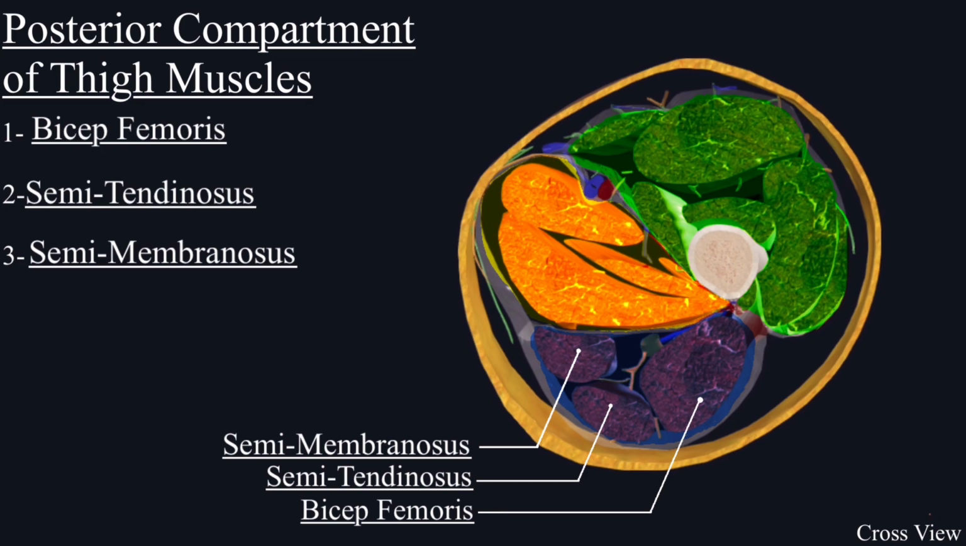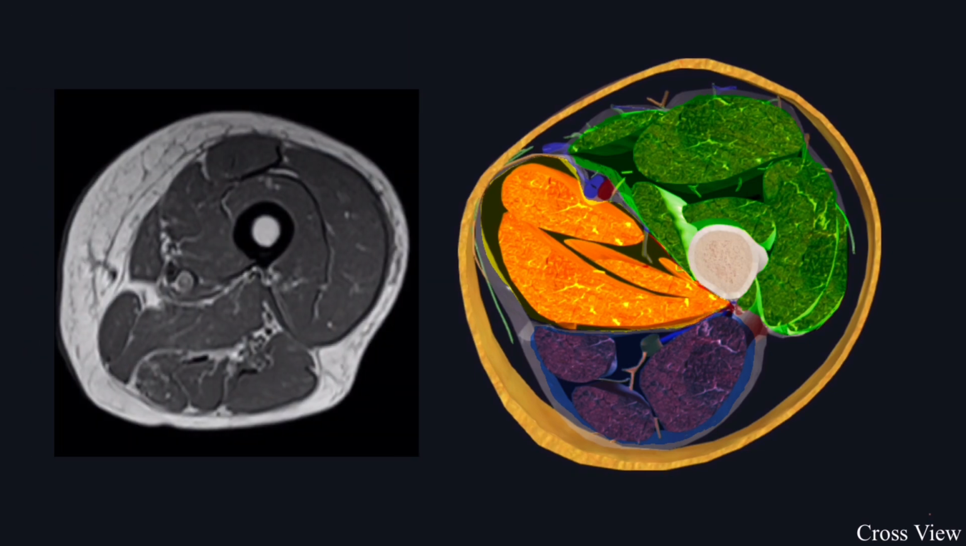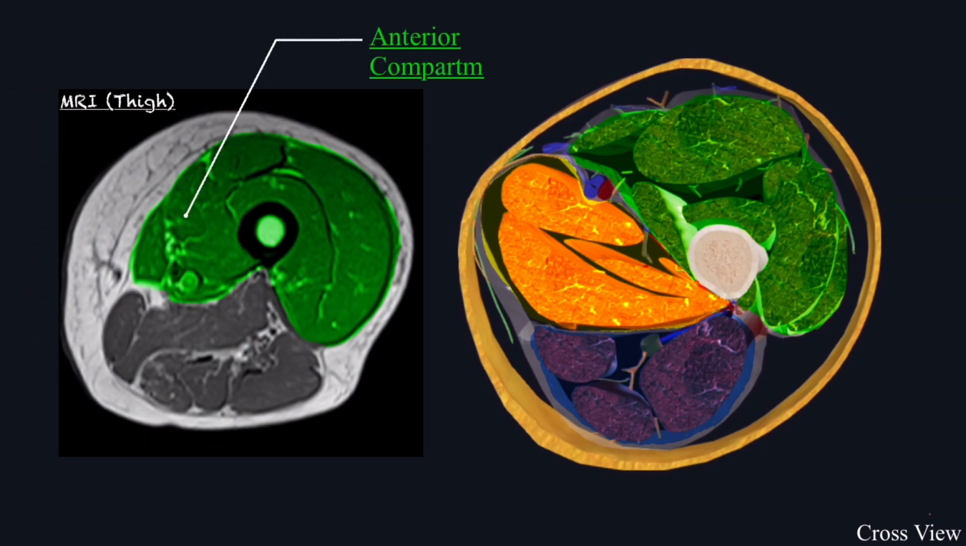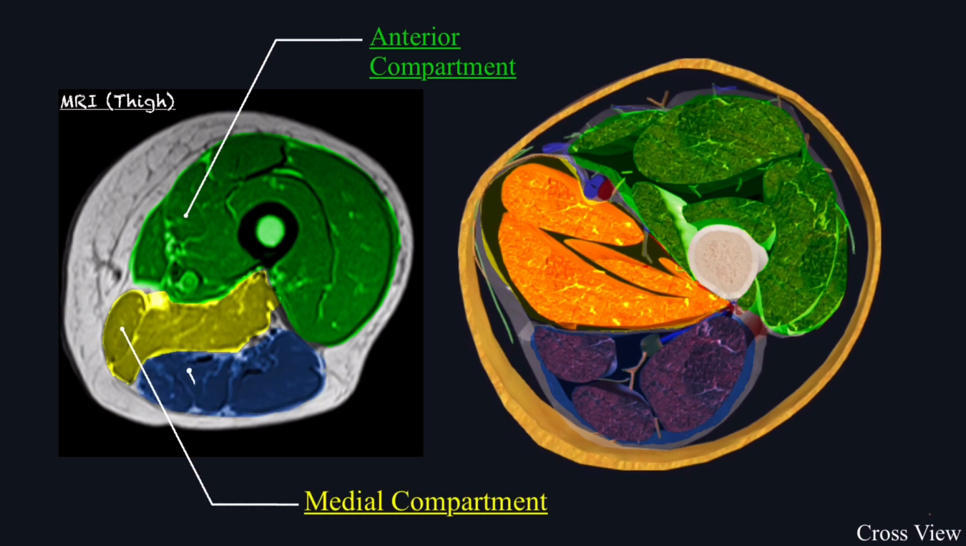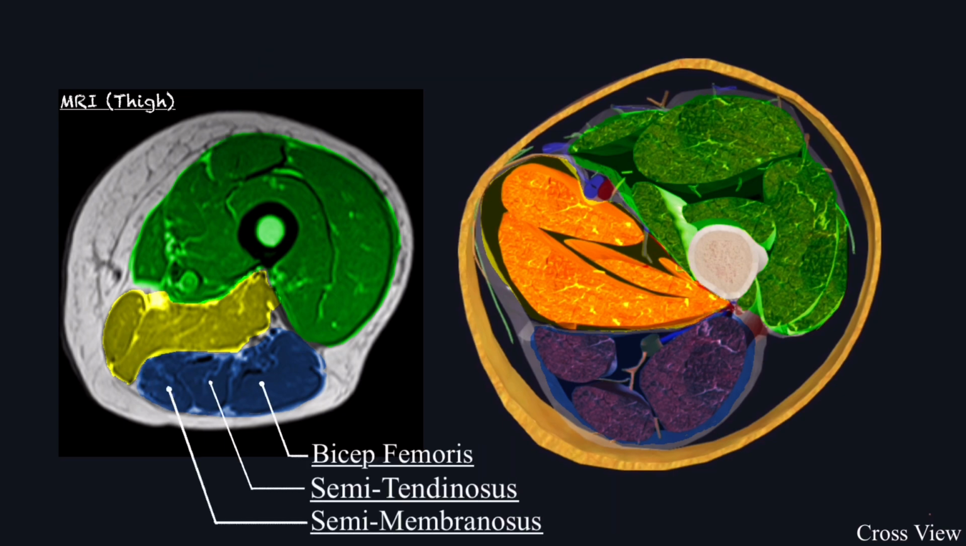Knowing the cross-section view is important because CT scan or MRI will give us cross-section slices, and identifying these muscles over there is important. In the MRI, this is the anterior compartment, medial compartment, and the posterior compartment. And these are the three muscles in the posterior compartment.